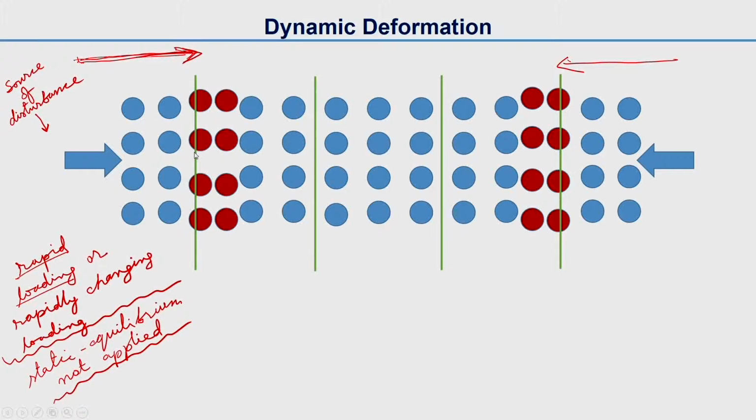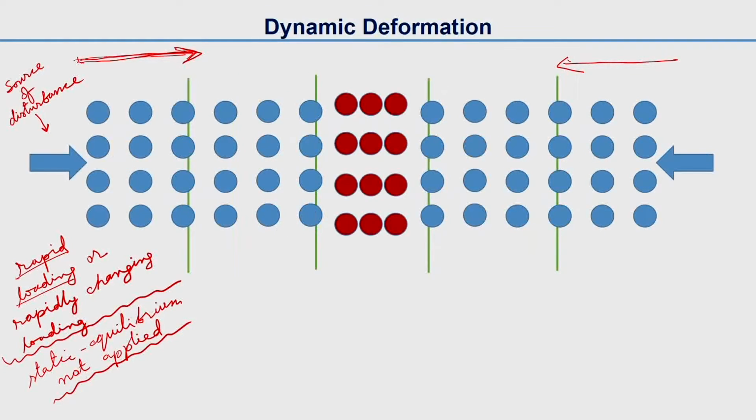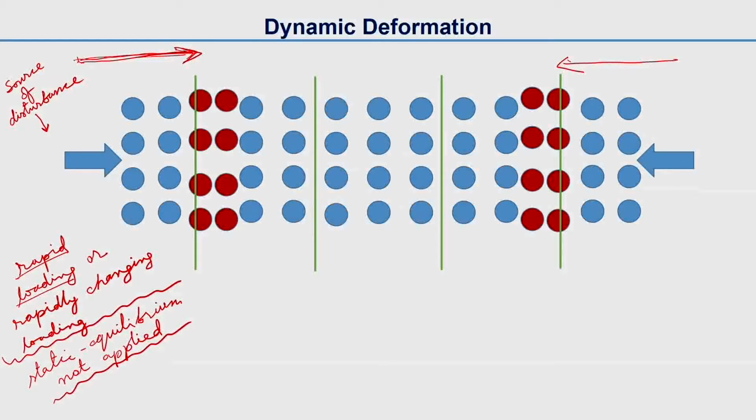In this case, as we are exerting the load from both sides, we can see the disturbances moving from both left and right towards the center. Now in any intermediate position, let's say in this position, we have section A here, section B here, C here and D here. In that position, sections A and D will experience the stress, but at that time sections B and C will not experience the stress.